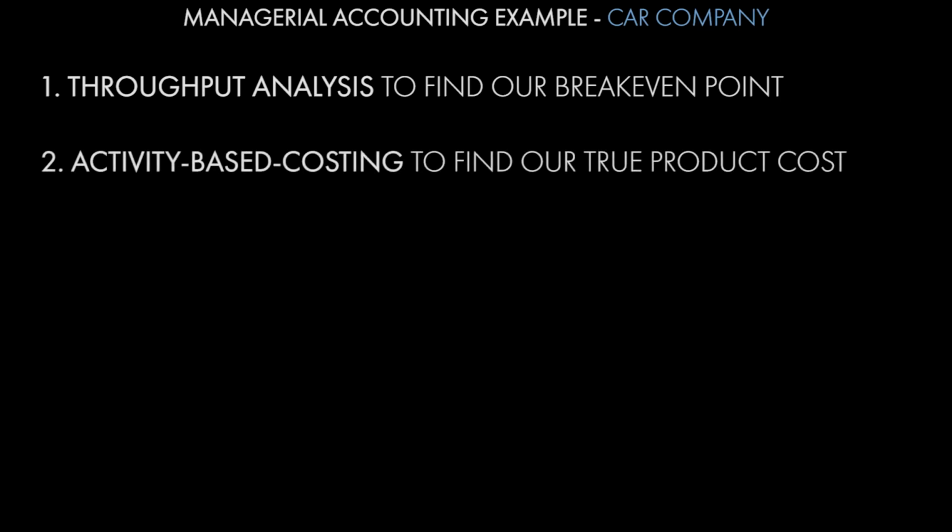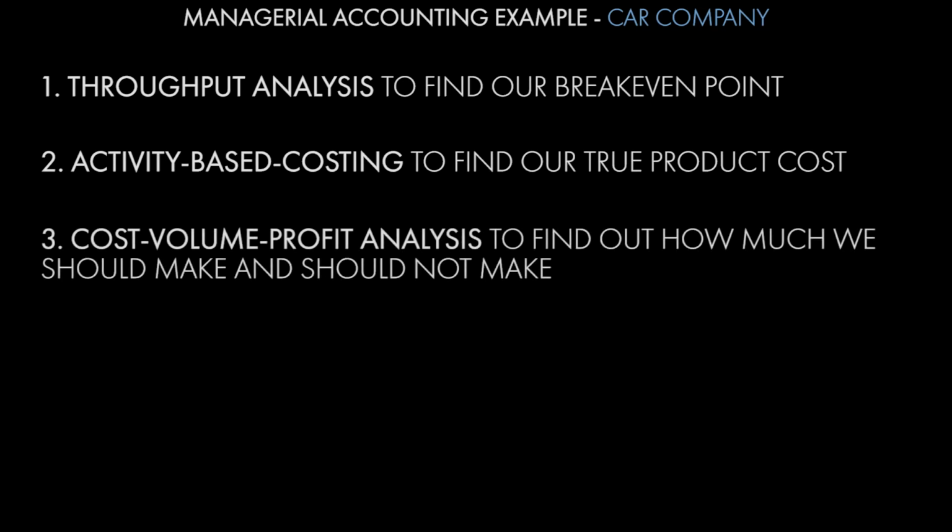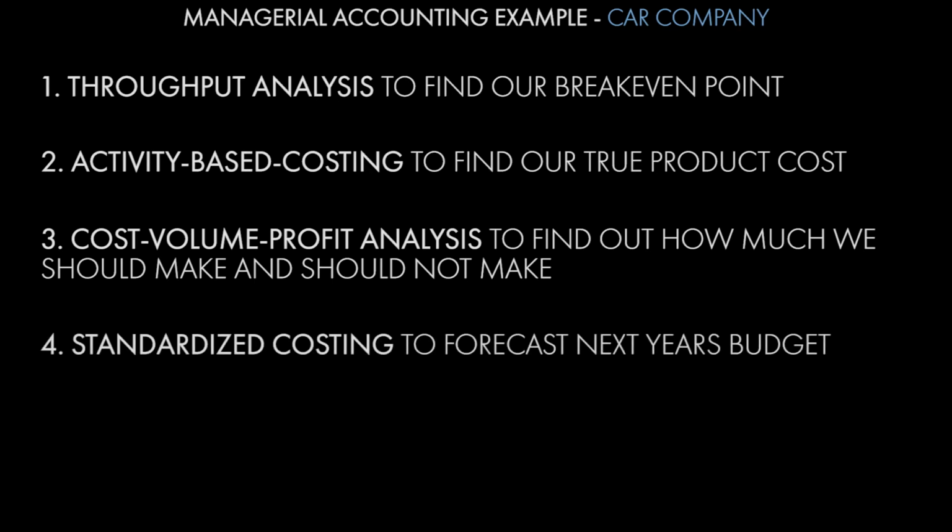Our hypothetical company is gonna be a car company. We make cars. And we're gonna use our throughput analysis to find our break-even point. We're gonna use our activity-based costing in order to find our true product costs. Then we're going to use cost volume profit analysis to find out how much we should make and how much we shouldn't make. Then lastly, we're going to use standardized costing to forecast next year's budget.